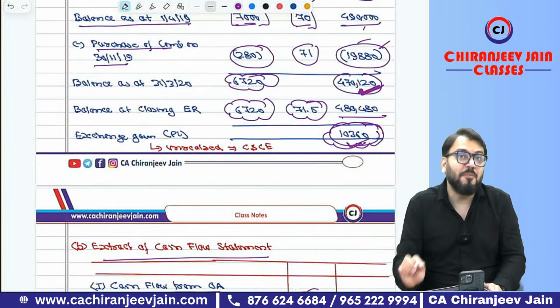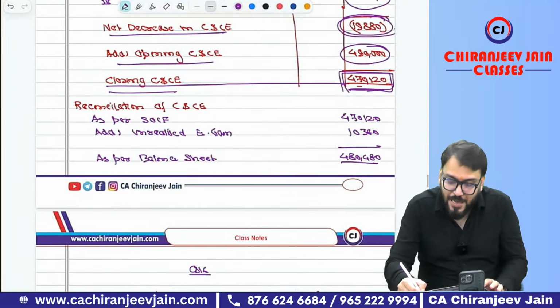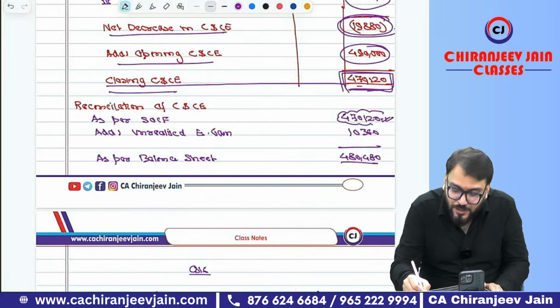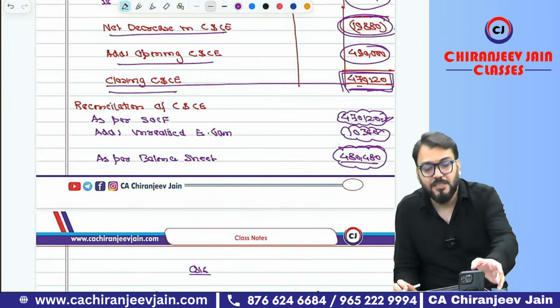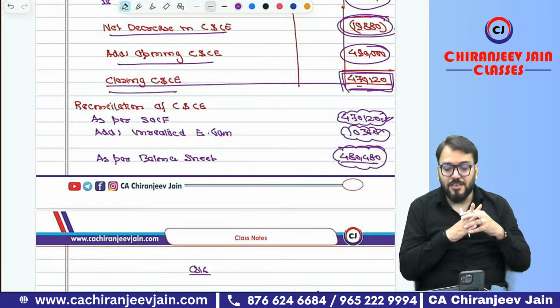4,70,120. Now you need to prepare one reconciliation statement. What is the reconciliation statement? Your cash and cash equivalent as per statement of cash flow is 4,70,120. Add unrealized gain, this will be as per balance sheet. This is as per balance sheet. Have you understood this point?